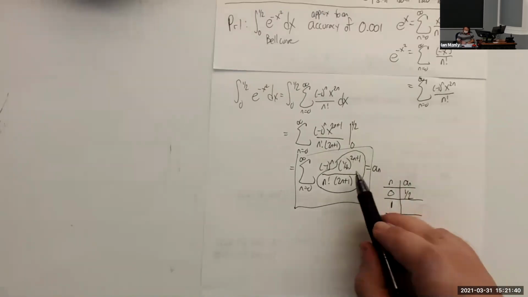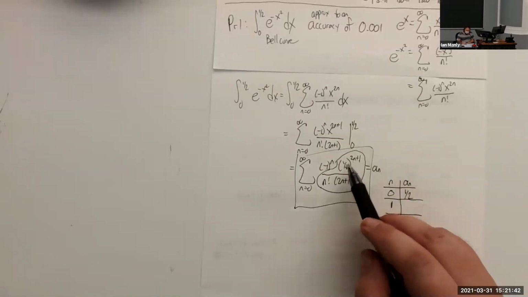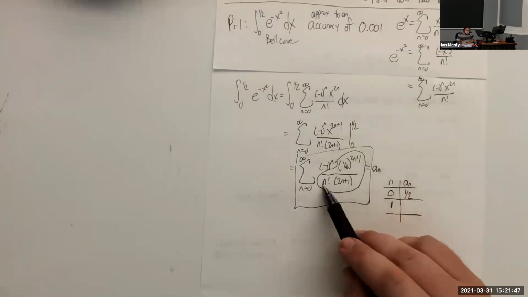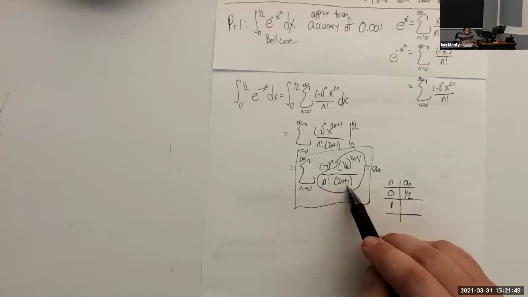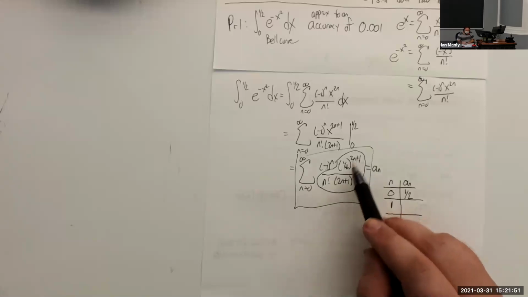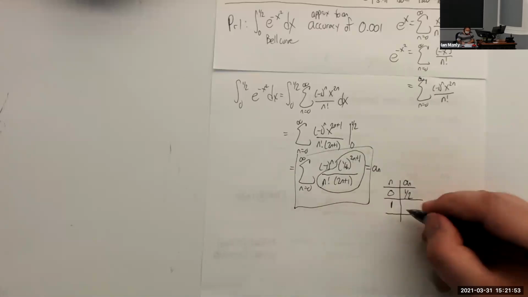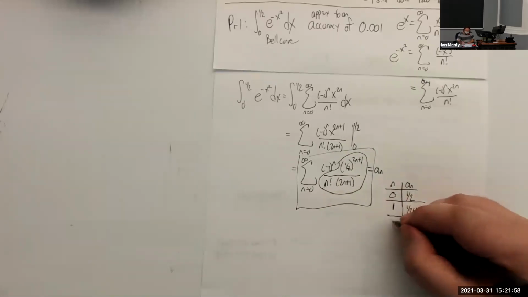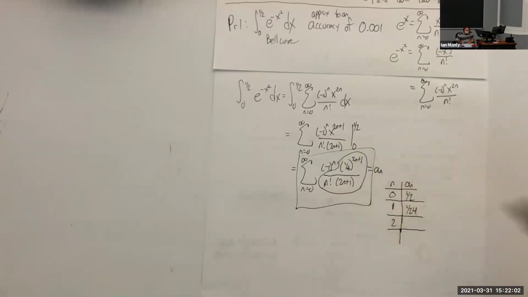All right, let's go ahead and move on to 1 here. I have a half cubed, which is 1/8. And then I have 1 factorial times 3. So that's just 3. So I have 1/8 divided by 3, which is 1 over 24. All right, we're still not there yet. Need to keep going. Let's try n equals 2 now.